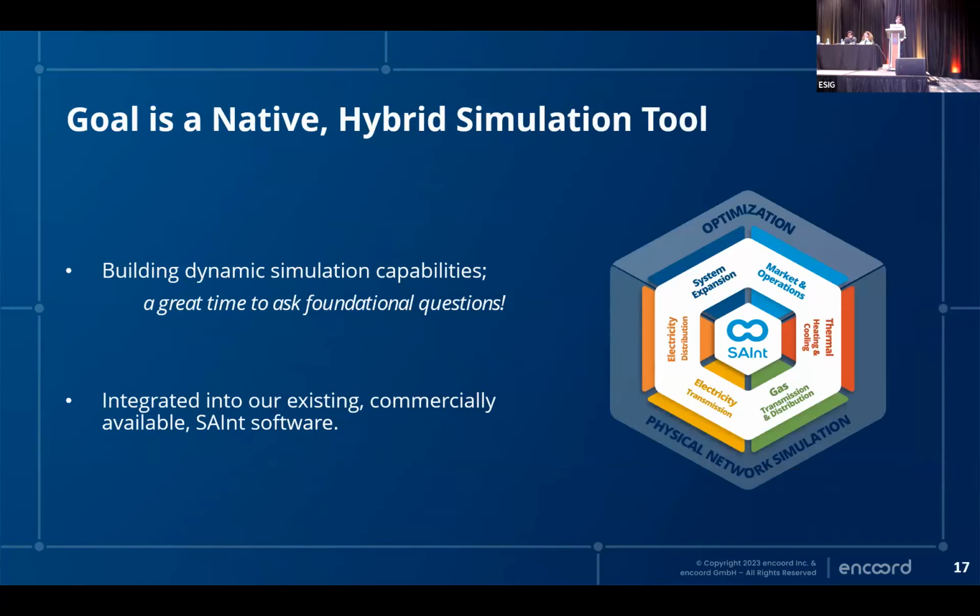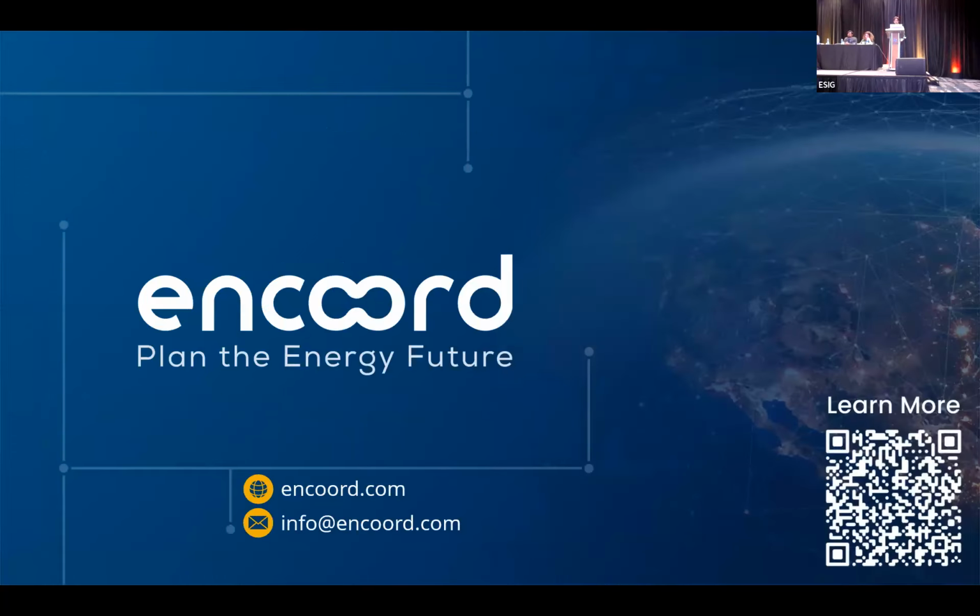we're doing research on this because we've recognized that there is clearly a deficit. We need detail in these high RBR share operational periods. But the simulators that are available that do that sort of detailed simulation are far too computationally intensive. So we're looking at new ways to approach this. And then we could roll this into our existing commercially available tool known as SAINT, which does optimization in physical network simulations. Thank you. That's it.